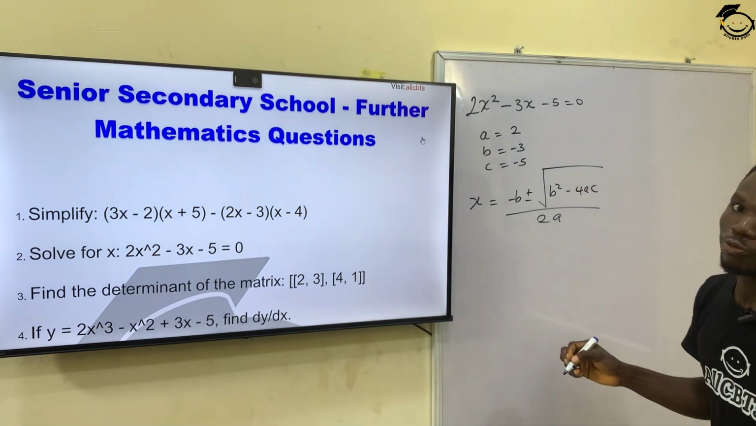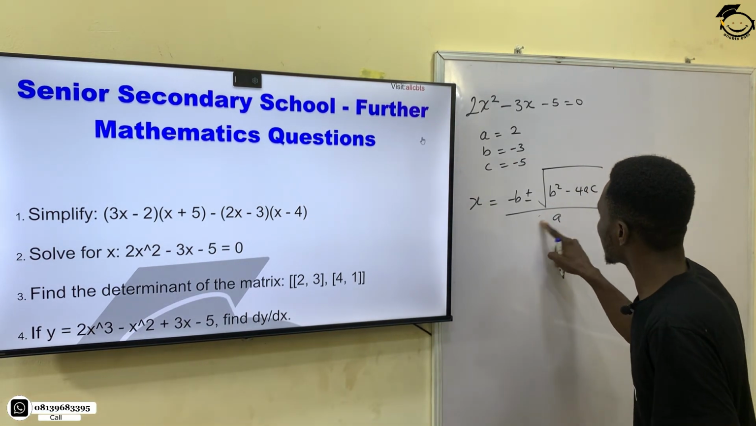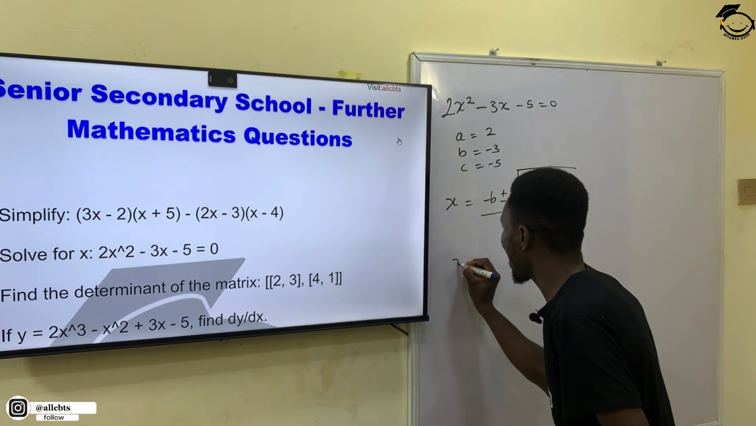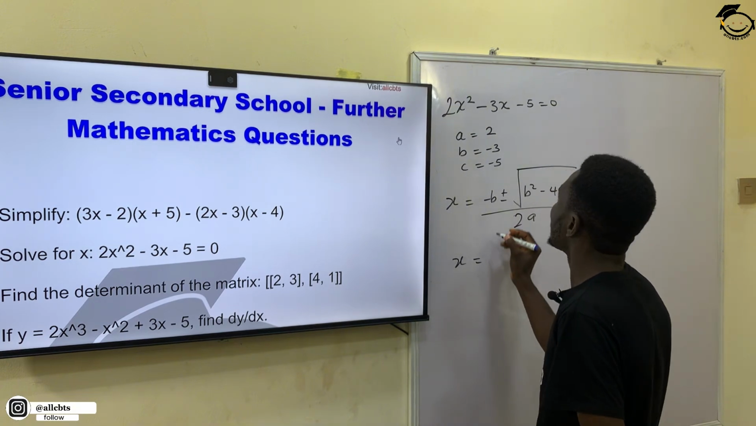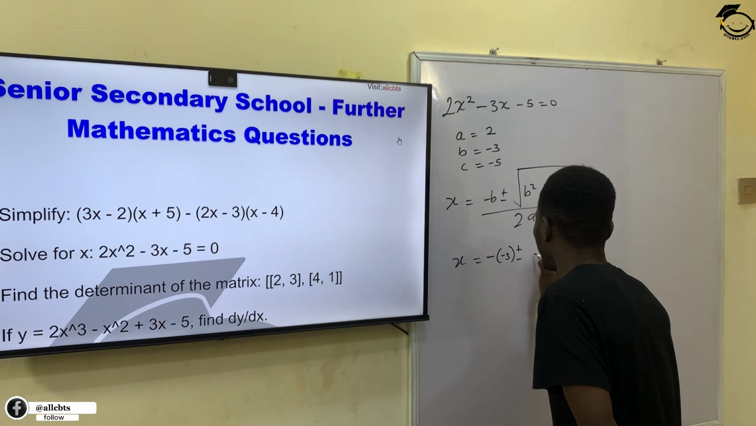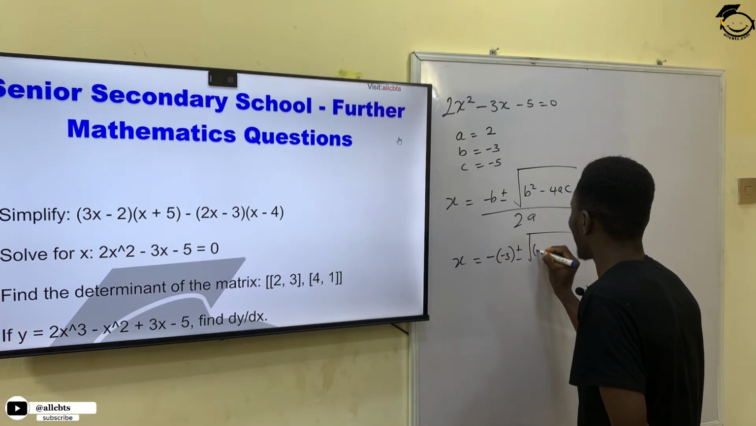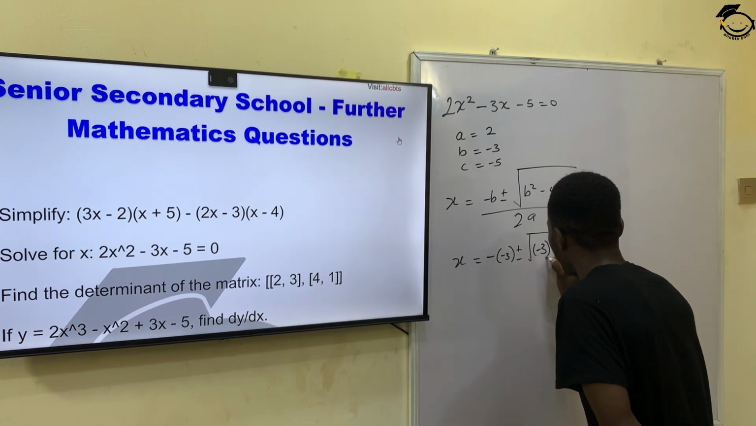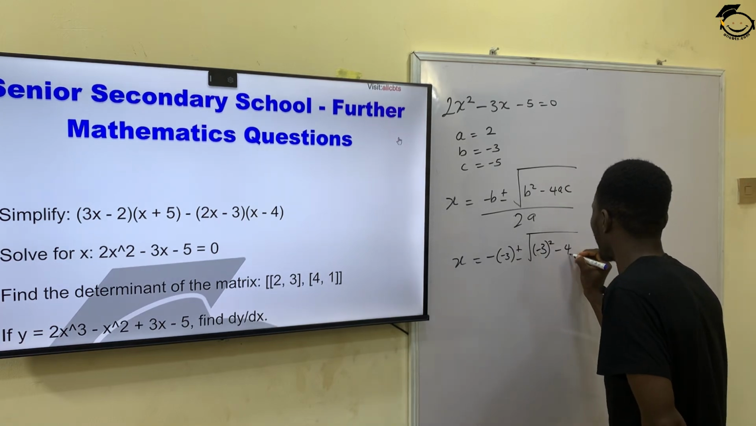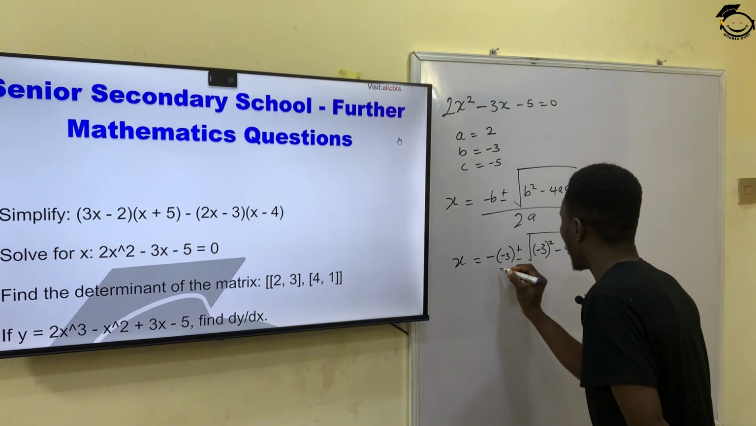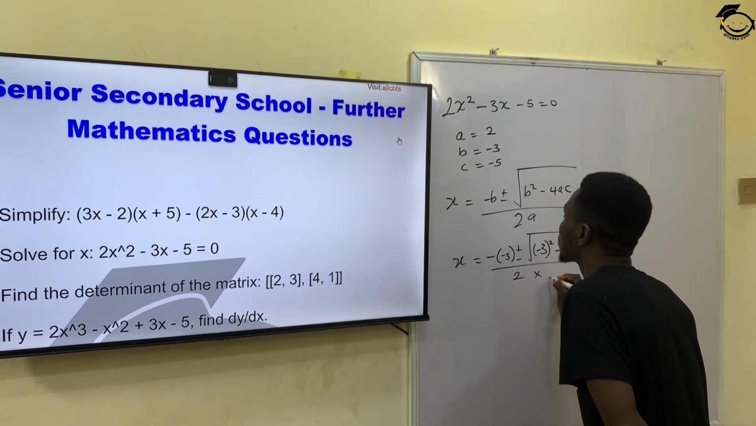So this is the quadratic equation formula that is called what? Almighty formula. So we use this to solve this question. So it means that my x is equal to, my b there is minus 3. So I have minus of minus 3 plus or minus square root of minus 3 squared minus 4 times 2 times minus 5, all over 2 times 2.